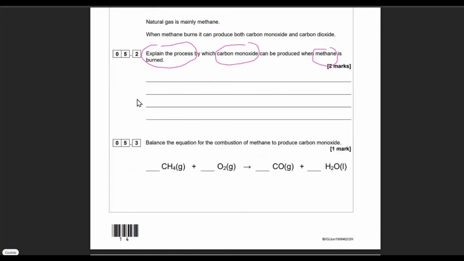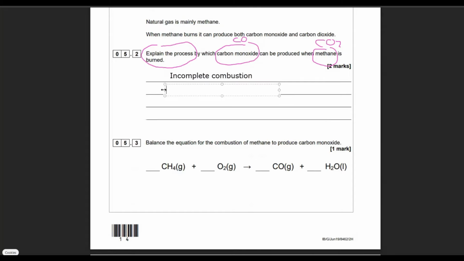So carbon monoxide will not normally form. Normally, you're not going to get carbon monoxide. You're normally going to get carbon dioxide. Why do we get carbon monoxide sometimes? You should know the name of this process: incomplete combustion. I'm better off writing a sentence and saying carbon monoxide forms during incomplete combustion.